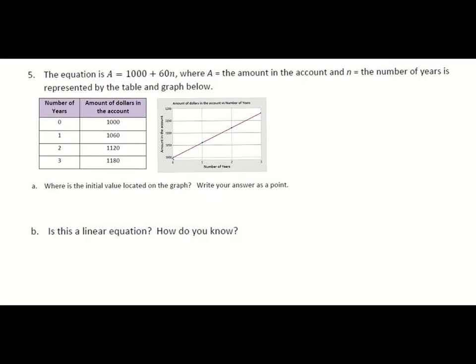Okay, so on 5, it says the equation A equals 1,000 plus 60N, where A is the amount in the account and N equals your number of years, is represented by the table below and the graph below. It says where is the initial amount located in the graph? So the initial amount in the graph is located right here. Basically, it's on your y-axis, where the x value is 0. And so it's at the point 0, 1,000.